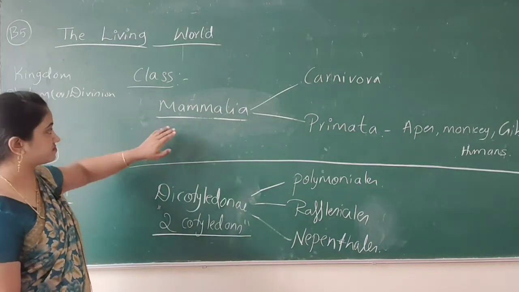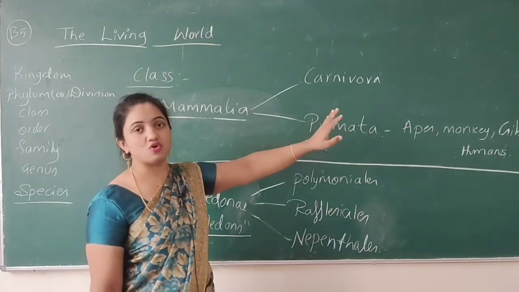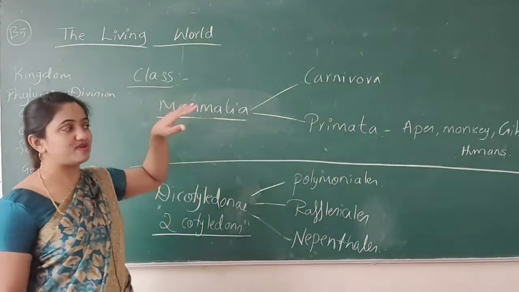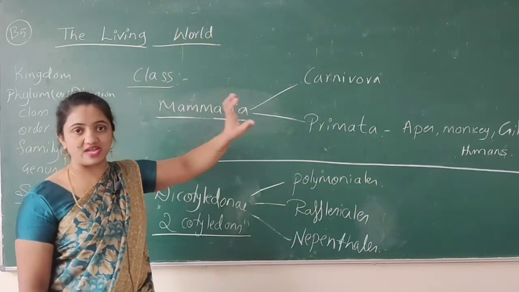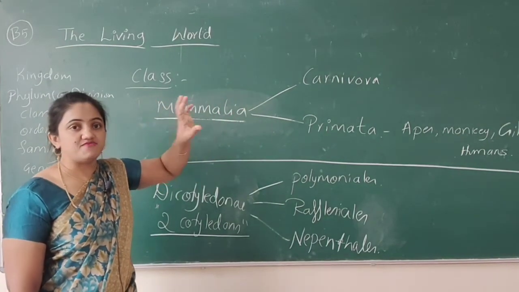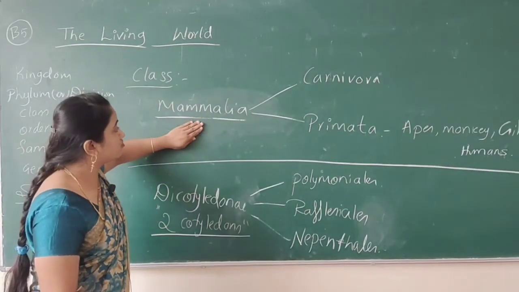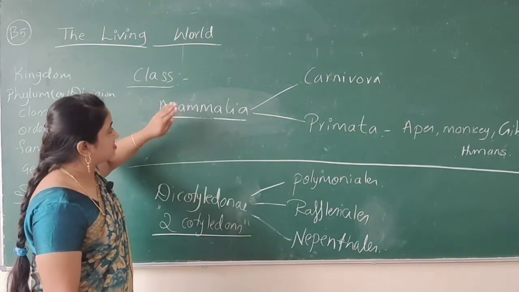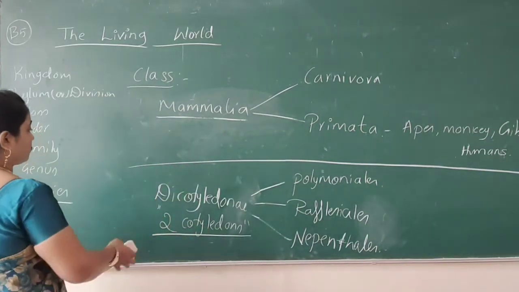Okay. And here, in all those animals, they will have mammary glands. Because of the presence of that gland, which is used to nourish the young ones, they are grouped under the class Mammalia.